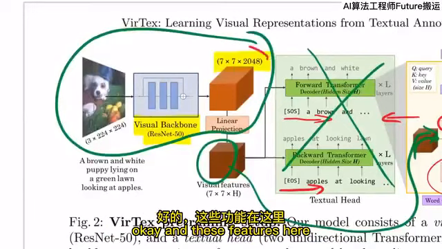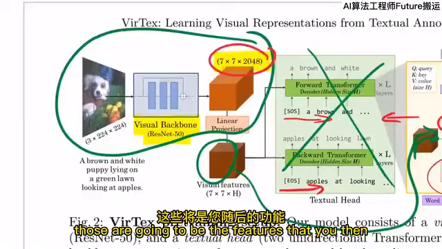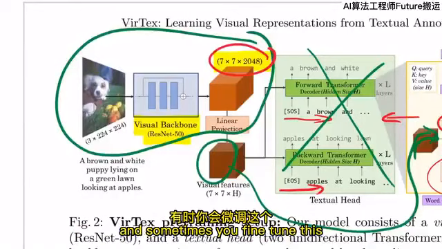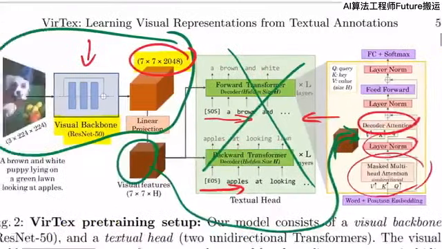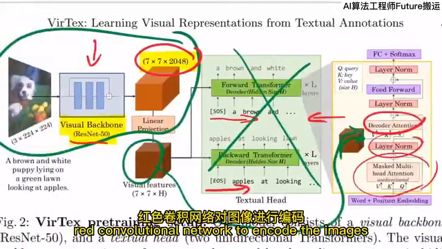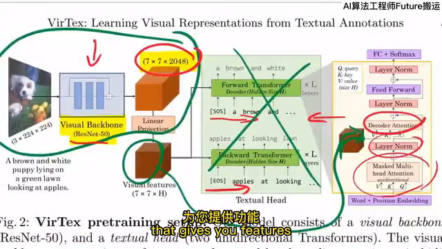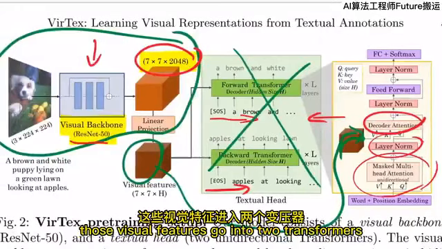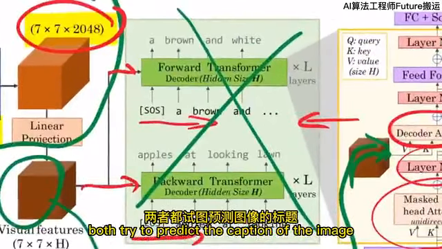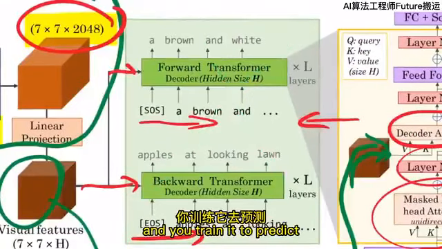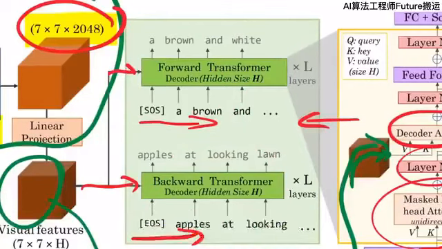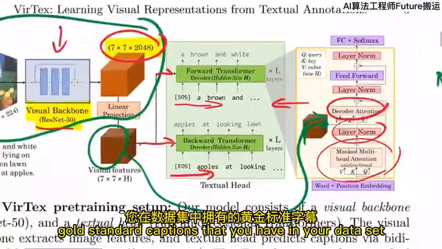And these features here, those are going to be the features that you then train your task on. And sometimes you fine-tune this, or sometimes you keep it frozen. You can choose that. All right, so a convolutional network encodes the images. That gives you visual features. Those visual features go into two transformers. Both try to predict the caption of the image, one in a forward motion, one in a backward motion. And you train it to predict as accurately as possible the gold standard captions that you have in your dataset.